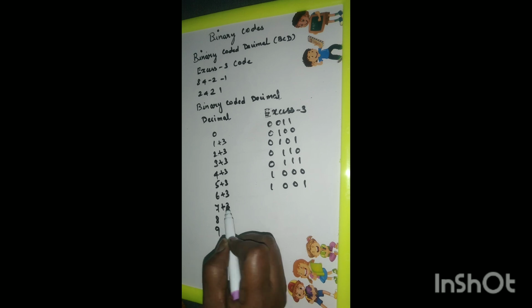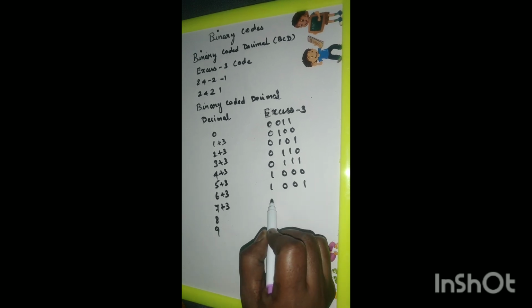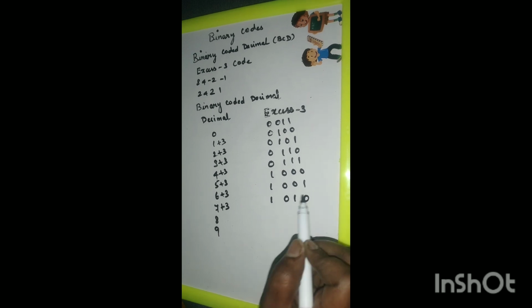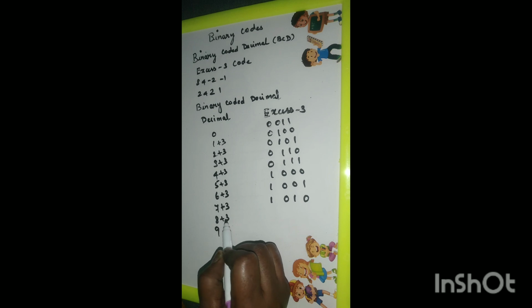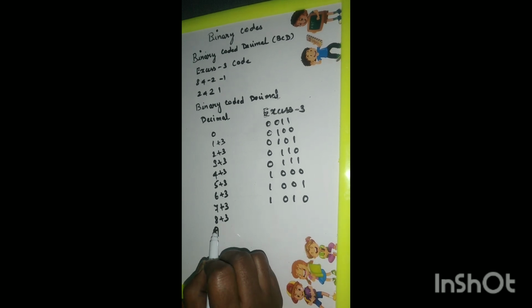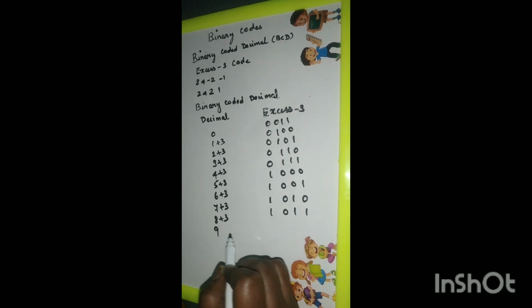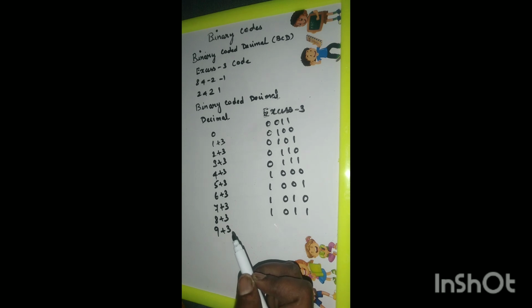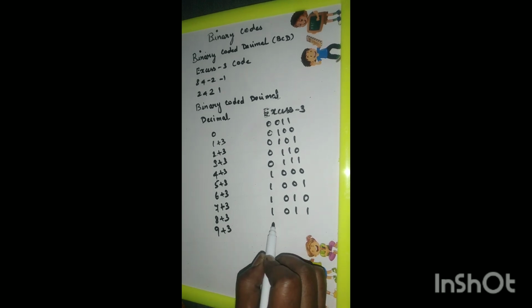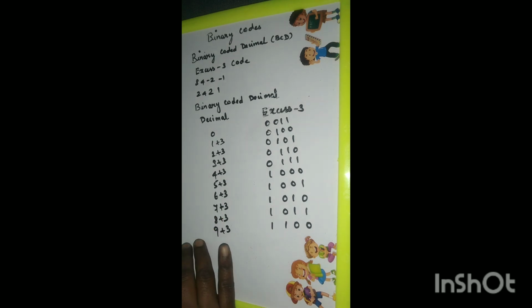For 7 plus 3 is 10. The excess 3 code for 7 is 10, represented as 1 0 1 0. For 8 plus 3 is 11, so the excess 3 code for 8 is 11, represented as 1 0 1 1. For 9, the excess 3 code is 12: 9 plus 3 is 12, represented as 1 1 0 0. This is the excess 3 code for the numbers from 0 to 9.